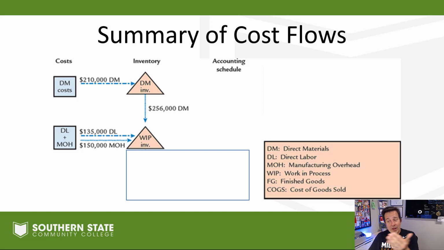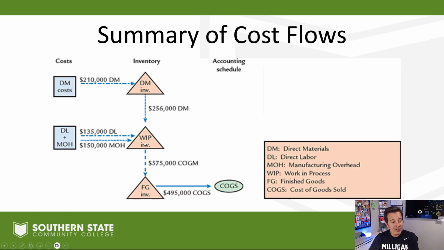And then after the product's done and we're finished with it, it's going to go from work in process to finished goods inventory. And we see here the example. We added direct material, labor, and overhead together. The product's finished at that point. 575,000 cost of goods manufactured gets transferred to finished goods inventory. And it sits on our balance sheet in finished goods inventory until it sells, at which point it gets moved to the income statement as cost of goods sold. All right. So that's the process right there.